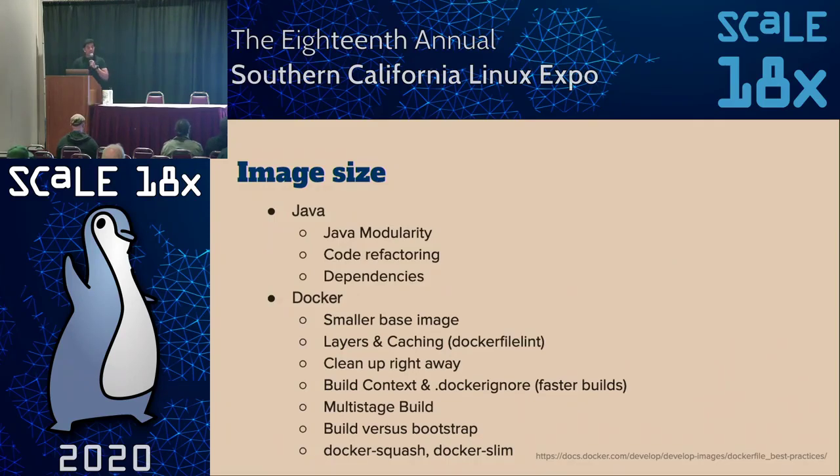And finally, we can use some tools like Docker Squash or Docker Slim. What these tools basically do is squash the layers in your image in order to generate a new image with fewer layers. There is also an experimental option in the Docker build command, --squash, which is intended to do basically the same thing.